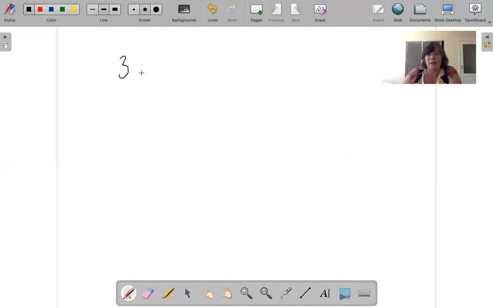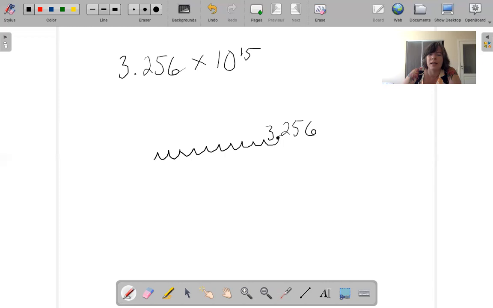Let's say 3.256 times 10 to the negative 15th. All right, write your 3.256. Here's your decimal. Move it over 15 times. You're making your number smaller. 1, 2, 3, 4, 5, 6, 7, 8, 9, 10, 11, 12, 13, 14, 15. Put my decimal. Write your zeros in there. I always call them circles. There you go. How many zeros?